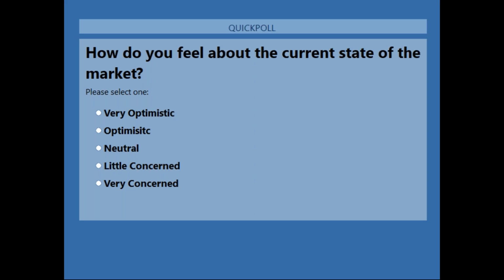Okay, for those that just logged in, what we're doing here is a quick poll on how you feel about the current state of the market. Are you very optimistic, neutral, a little concerned, or very concerned? It looks like everybody's almost voted.